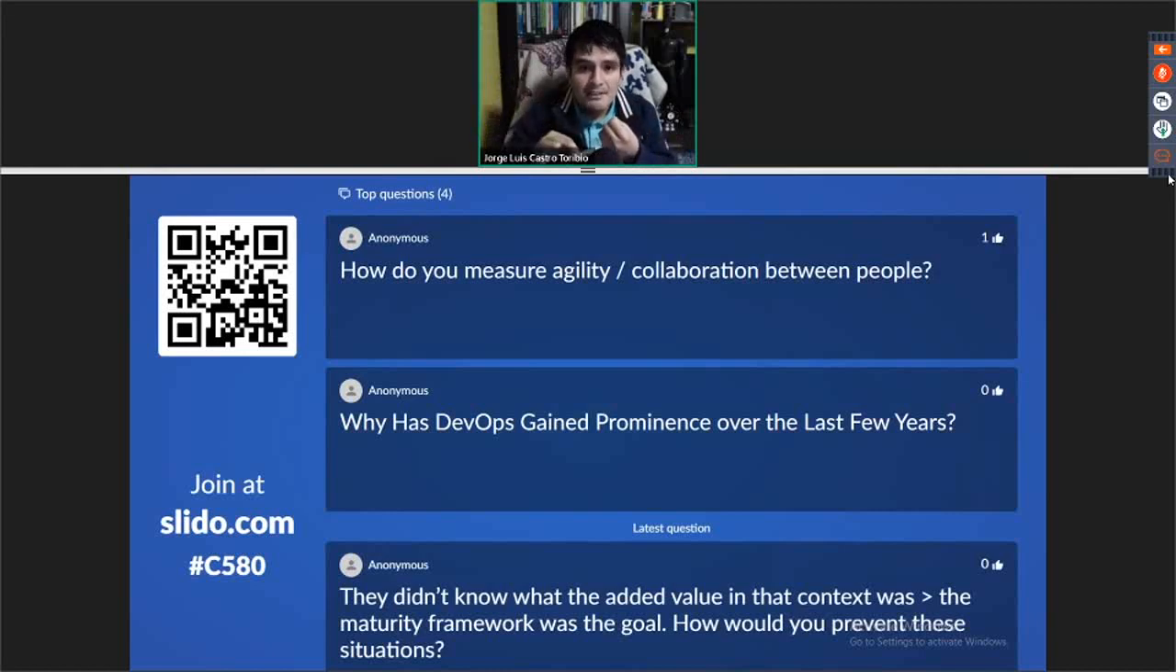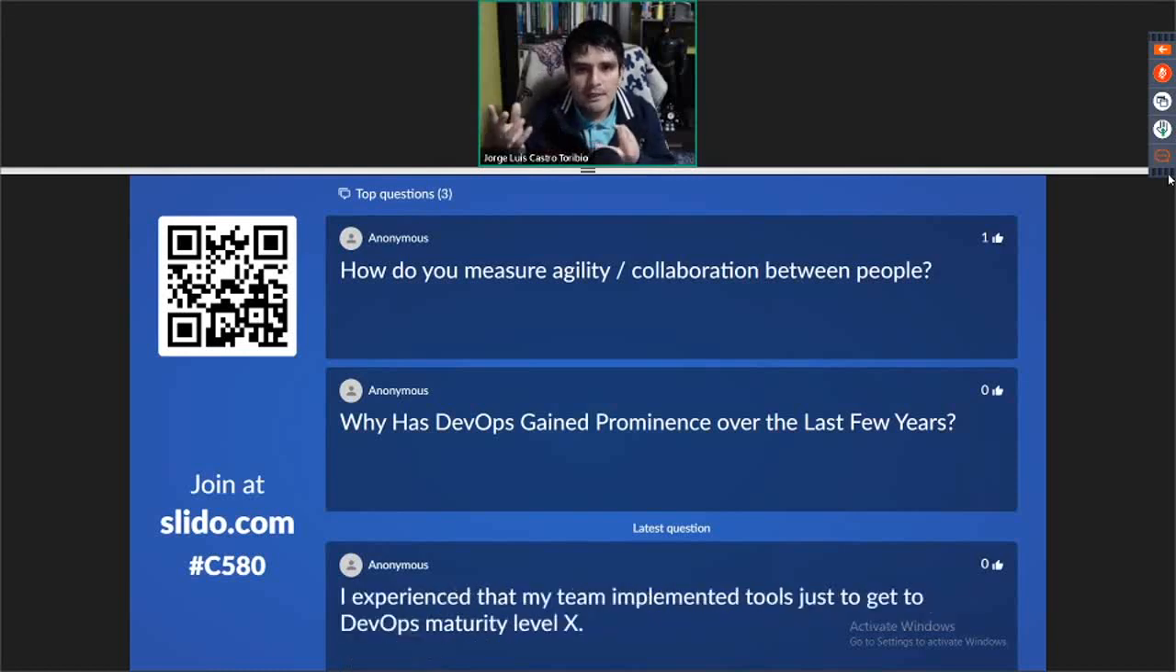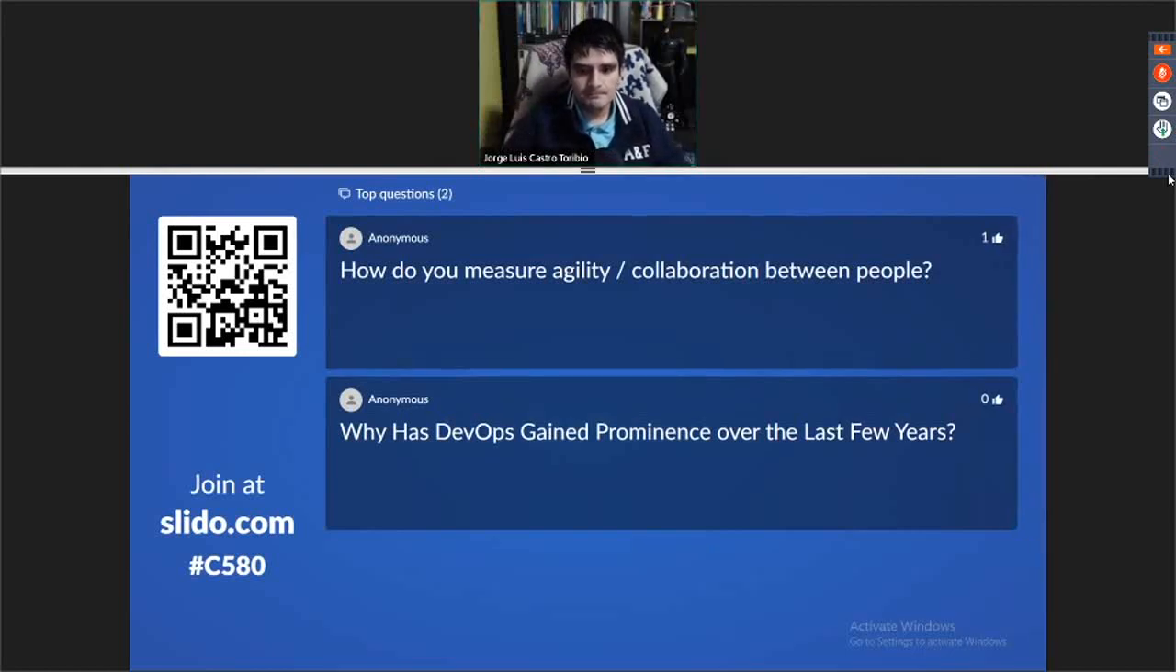So as I said, to sum up, one enabler can be agility, one enabler can be collaboration, another enabler can be the happiness of your team, for example.